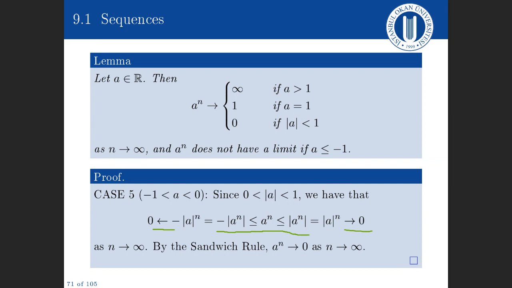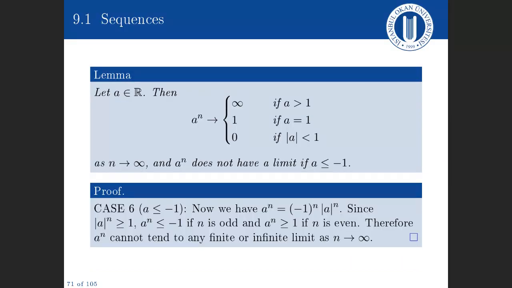Finally, what happens if a is less than or equal to minus 1? Then the sequence jumps between something which is positive, something which is negative, something which is bigger than 1, something which is less than minus 1, bigger than 1, less than minus 1, bigger than 1, smaller than minus 1. So it can't tend to a finite limit and it can't tend to an infinite limit.